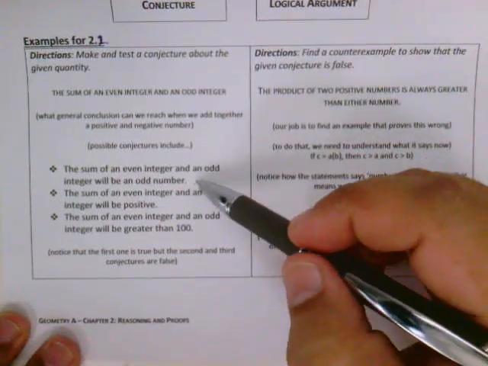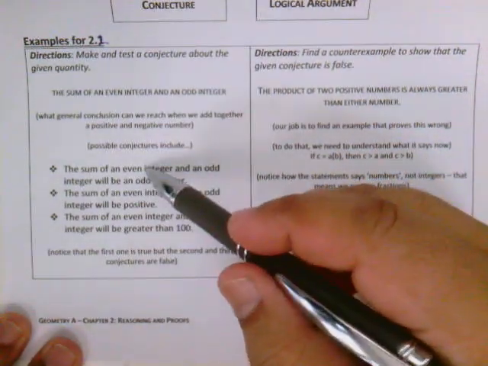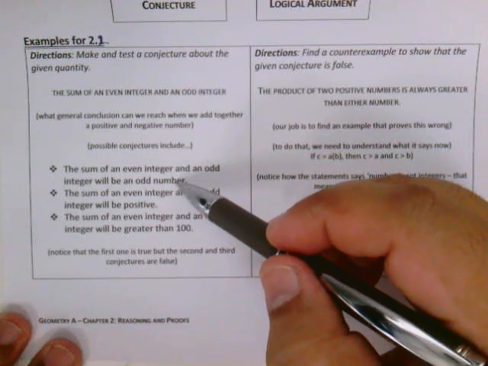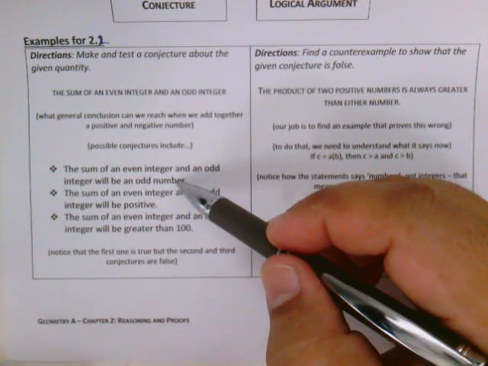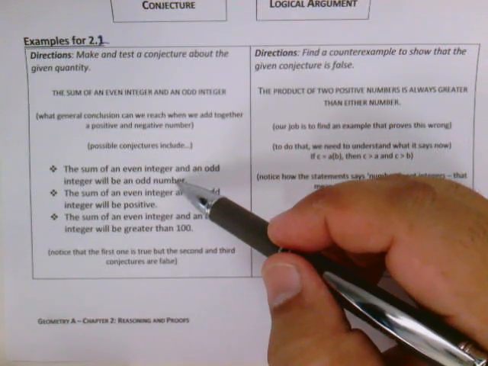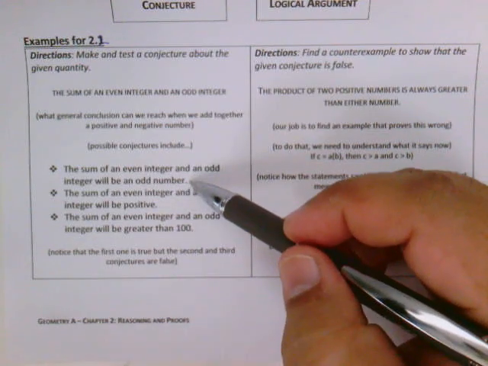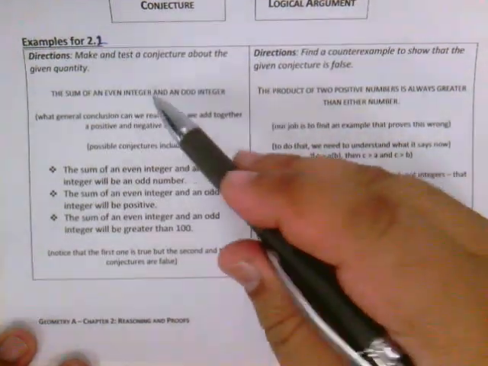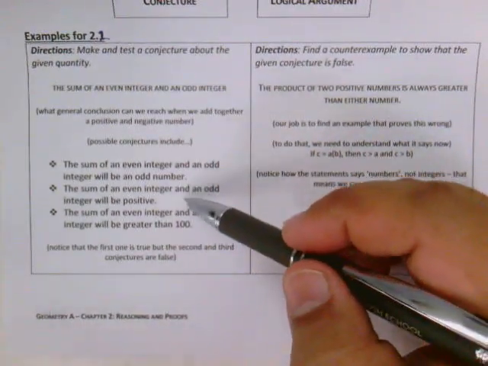Well, one thing we could say is the sum of an even integer and an odd integer will be an odd number. Okay? Think about that. Adding together an odd number and an even number, would that make it automatically odd? Maybe. I don't know, but that's my conjecture. I'm using these examples here to come up with a general pattern.